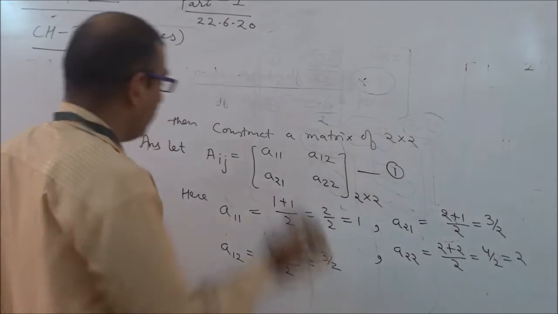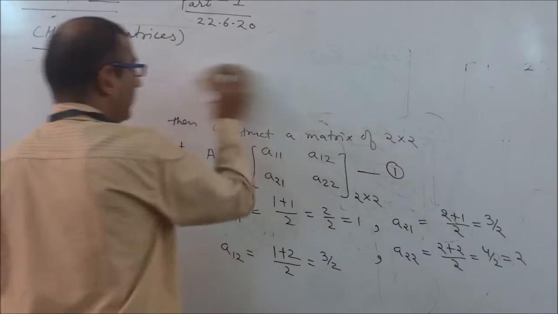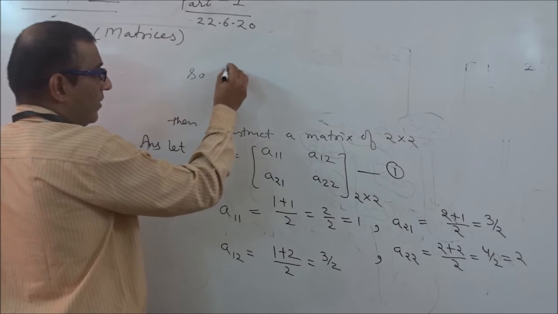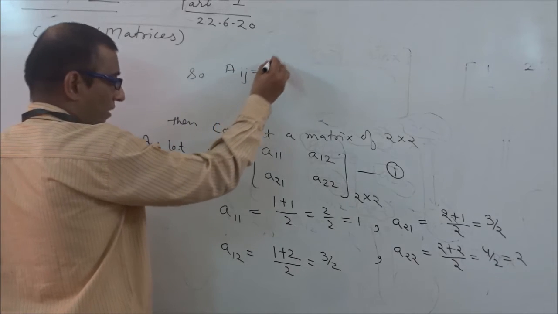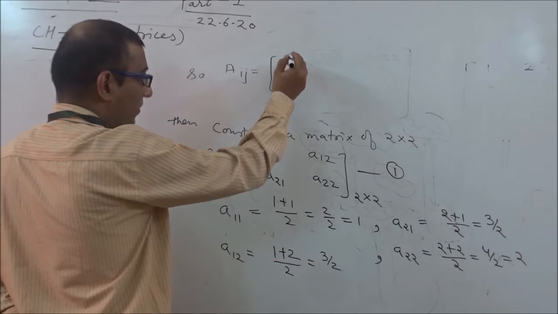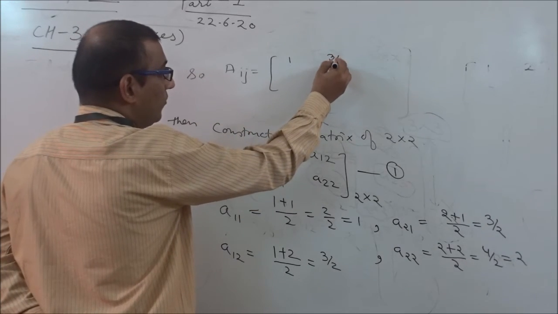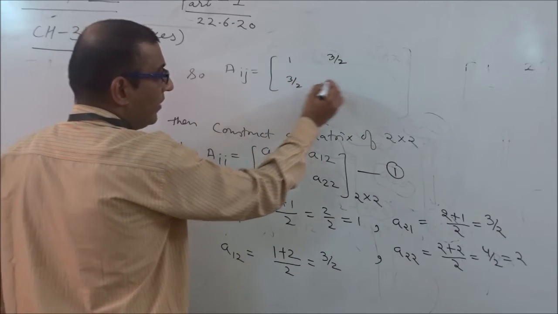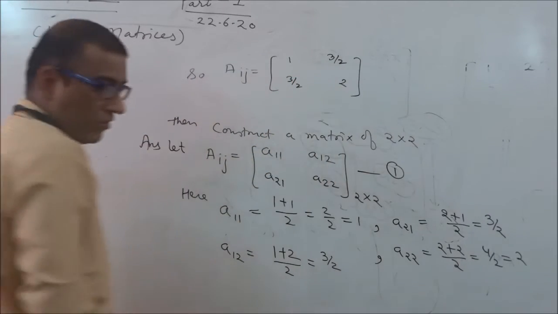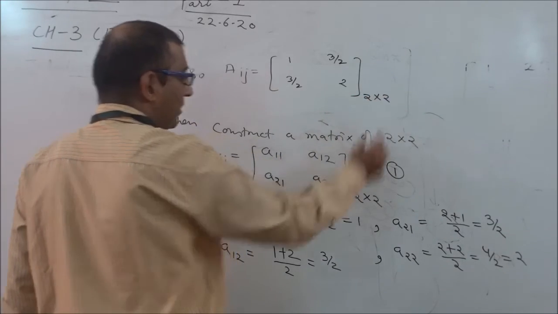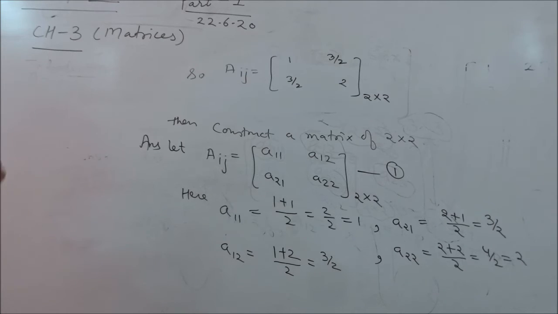After putting the value, we can say Aij is equivalent to: A11 is 1, A12 is 3 by 2, and this is your 2. It is related with 2 into 2. So we can easily construct a matrix when some relation is given to us between i and j.